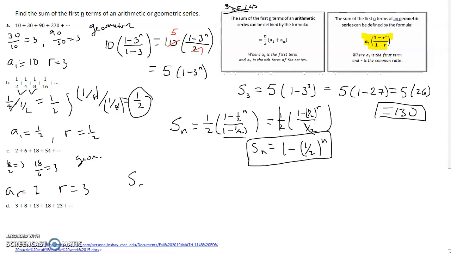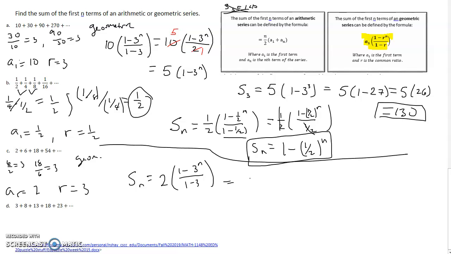All right, let's go find the sum of the first n terms in this series. It's going to be the first term in the series, which is 2, times parentheses 1 minus 3 to the n over 1 minus 3. Now 1 minus 3 in the denominator is negative 2. And then our 2's are going to cancel here, right? So these 2's cancel, and we end up with just 1 minus 3 to the n power.